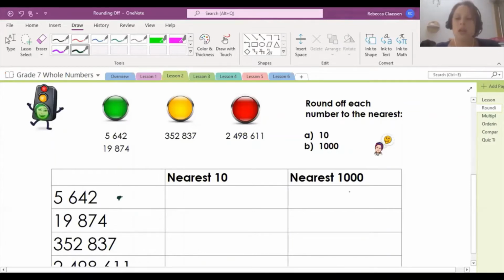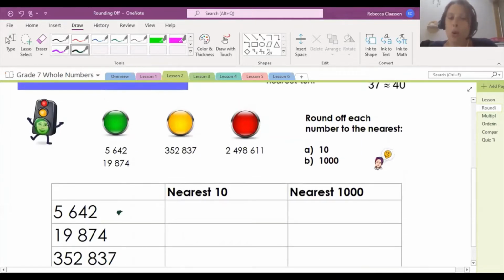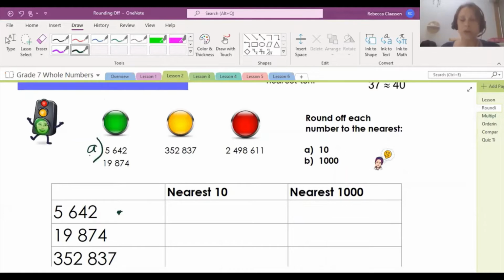Okay. So your first thing, I'm going to give you 1 minute to do the first one. Okay, so the first green one. So this is A. You're going to get 1 minute to do A, round it off to the nearest 10 and the nearest 1,000, and then we're going to mark it quickly. Right, off you go.